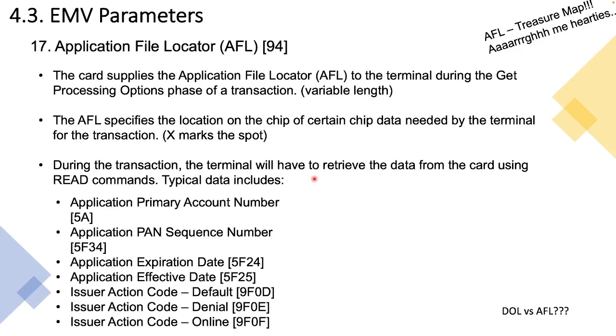would be things like application primary account number. So the tag 5A we've discussed, this is stored on the card, the PAN sequence number or the card sequence number, application expiry date, effective date, and your issuer action code, right? So I've got a little comment just saying DOL versus AFL. So basically that's the difference. That's a difference in the way data is obtained by the terminal and the card from each other. Okay.